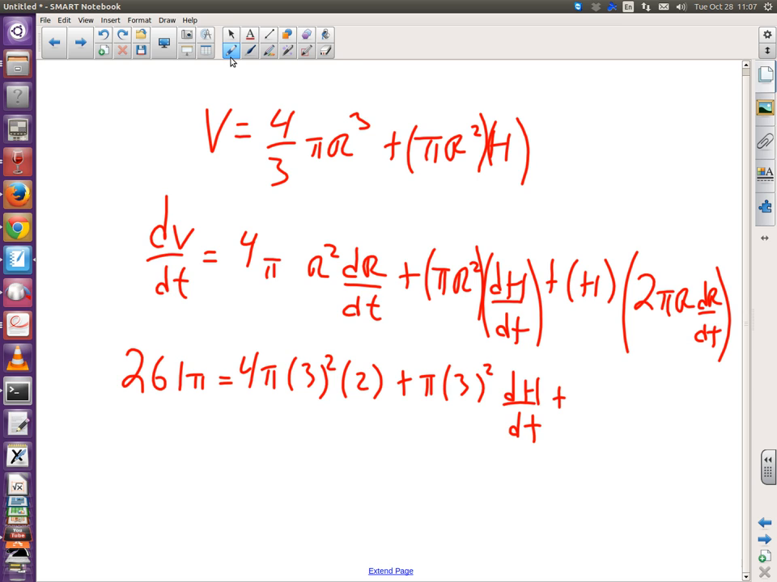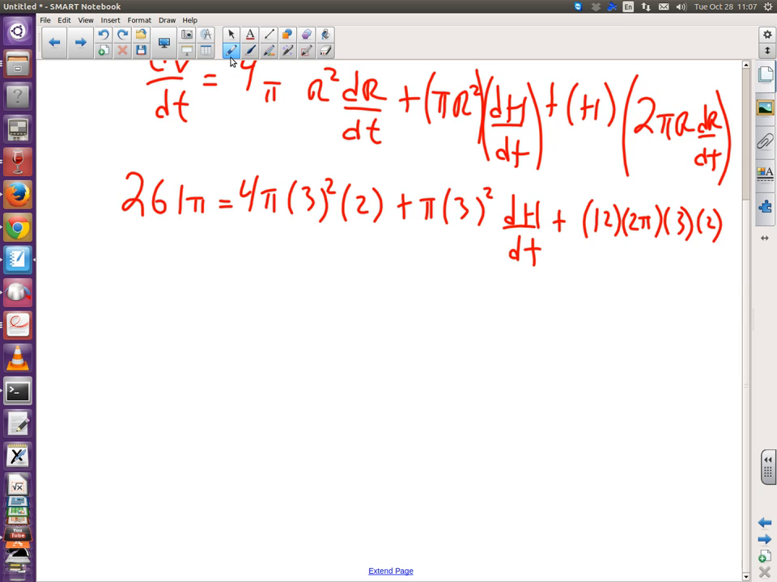Plus, okay, h is 12 times 2 pi times r is 3 times the dr/dt is 2. All right, let's simplify all this mess. Wow, look at this. Okay, 216 pi equals, okay, 3 squared is 9, times 2 is 18, times 4 is 72 pi. Okay, plus 9 pi dh/dt.